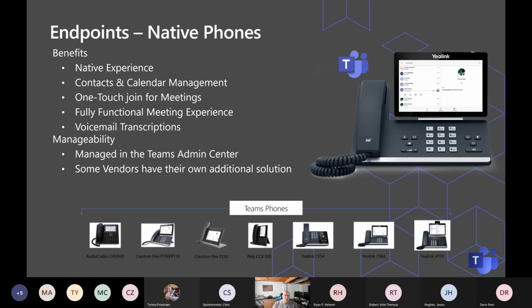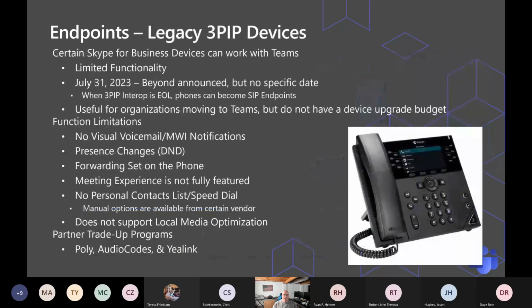Now, one of the things I mentioned was 3PIP devices, and that is what you may see traditionally today with your existing Skype for Business infrastructure, if you have that. That is your Polycom VVX, your AudioCodes C450HD, 448, etc. There's a lot of phones in this category. Now, these phones today work with Microsoft Teams, but they're in a 3PIP interoperability mode. So what that means is that when these phones sign in, they're actually signing into Skype for Business Online, and then Microsoft has interop services on their side that allow those to communicate with Microsoft Teams.